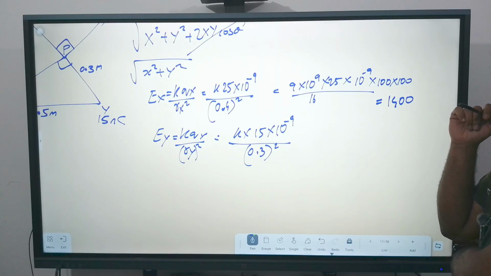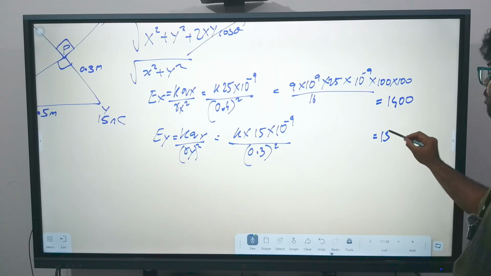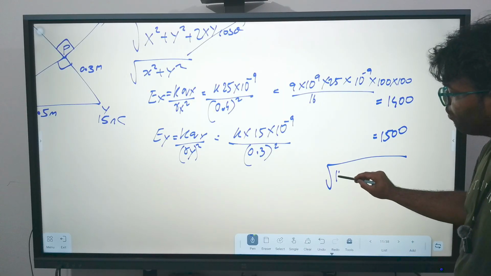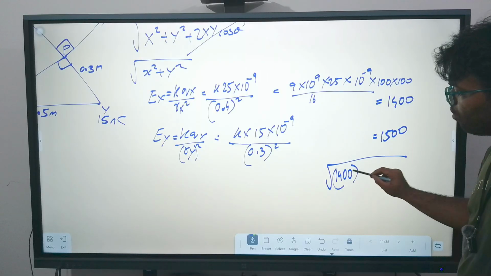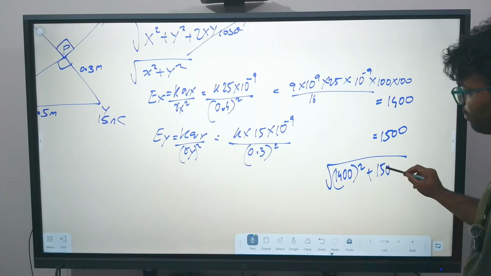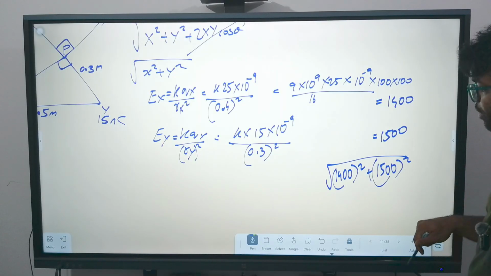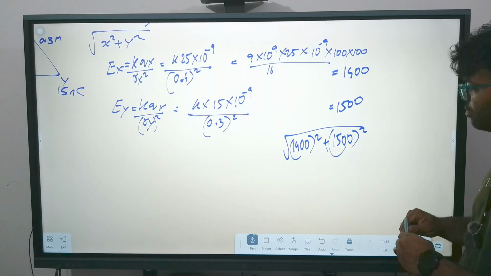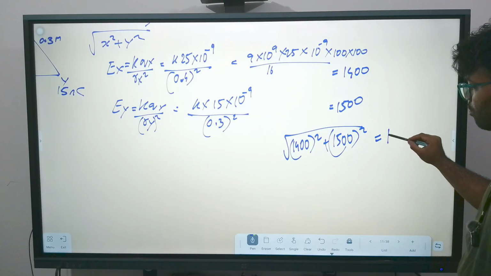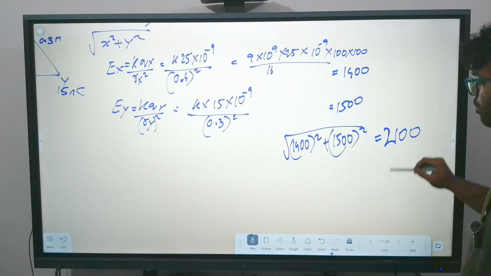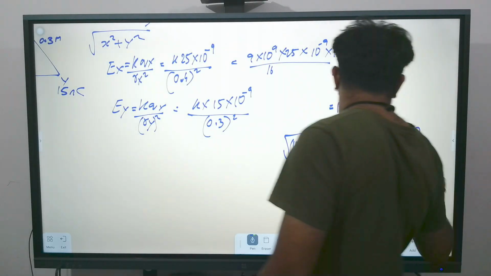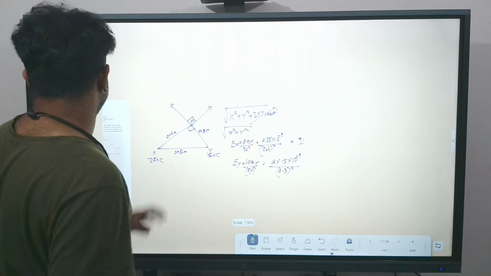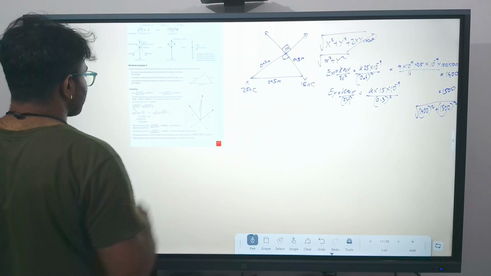So basically, root under 1400 the whole squared plus 1500 the whole squared becomes equal to how much? 2100. Okay, clear. So 2100 newtons per coulomb should be the answer.